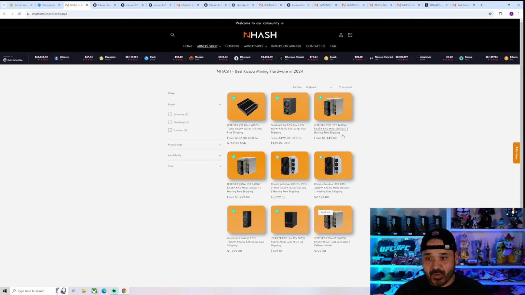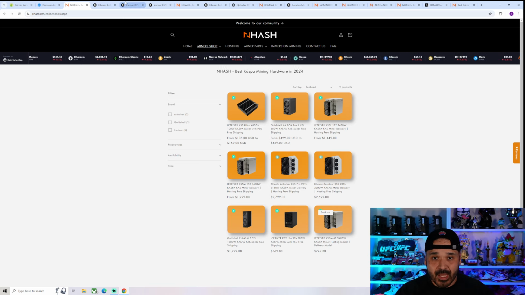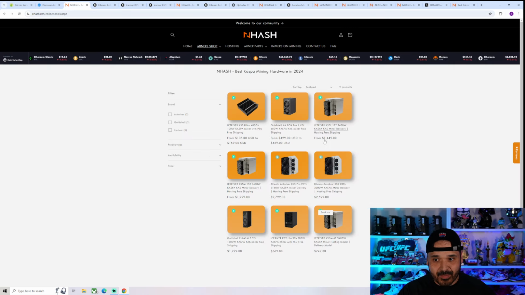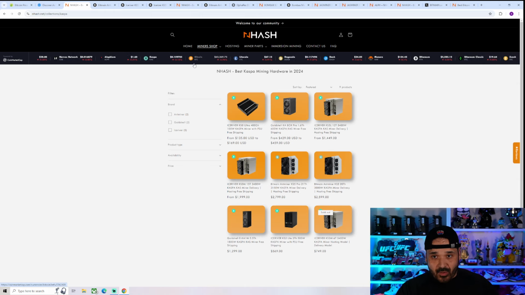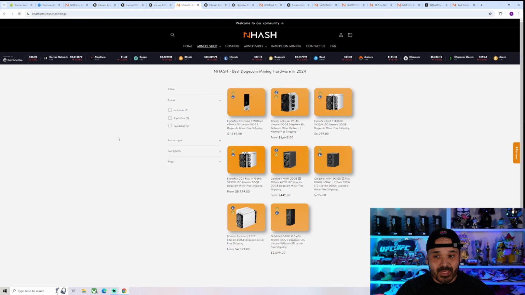On the IceRiver unit front, it's $14.49 shipped. Again, these prices here on Enhash are shipped. If you guys are interested in any of these, I do have referral links for any of those who are interested. But for comparison's sake, they do have the KS5L at $16.99, in comparison to the $14.49 here, right? So just for price comparison purposes, another one that did trickle down slightly, though it doesn't want to budge a whole lot, are the Scrypt ASICs.